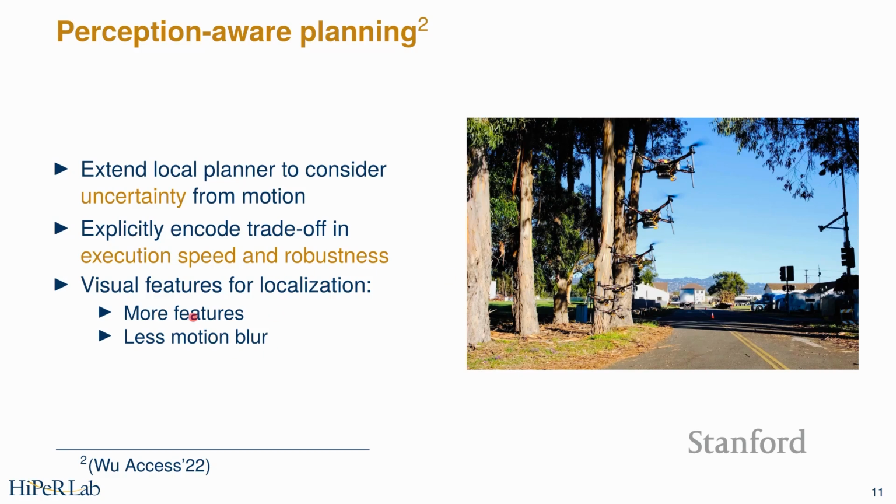These are what we're tracking to do our state estimation. And we're interested in having more features is good, more features, more information, and motion blur is bad, right? So if you have a camera and you move it quickly, you can imagine that the precision with which you can track a feature will go down.